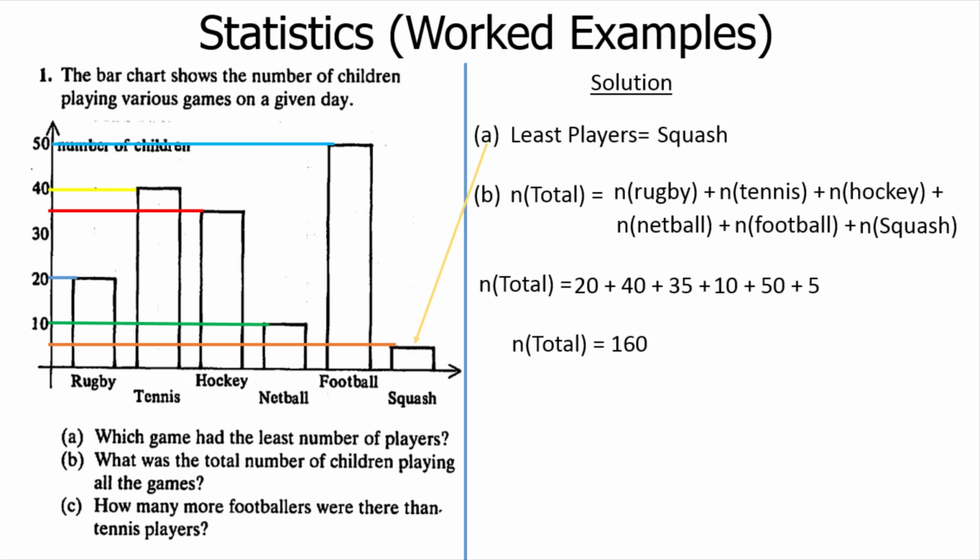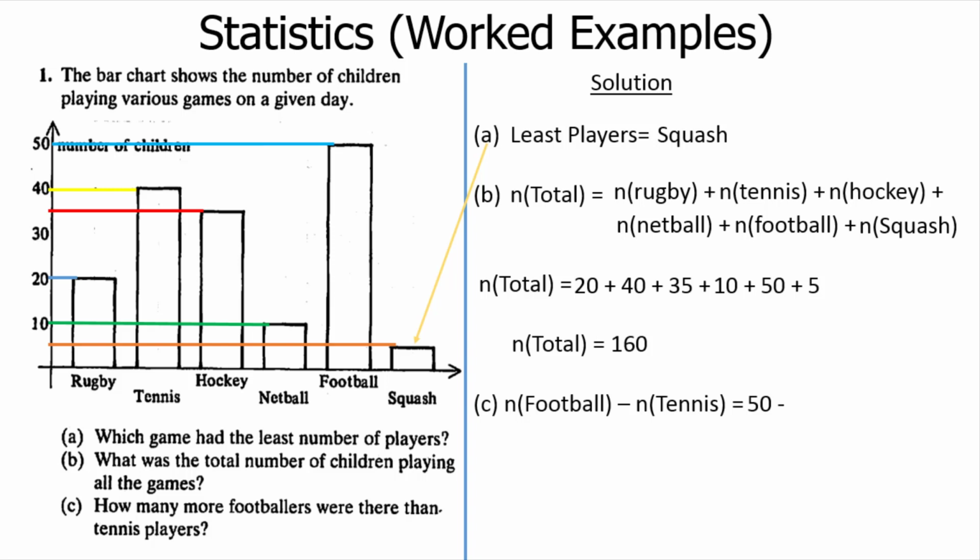Easy, right? Okay, let's look at the C part. C says, how many more footballers were there than tennis players? That is the difference between footballers and tennis. That is number of people playing football minus number of people playing tennis, and that is equal to, by inspection, based on what we did before, we can see that the number of people playing football is equal to 50. So that will be 50 minus number of people playing tennis.